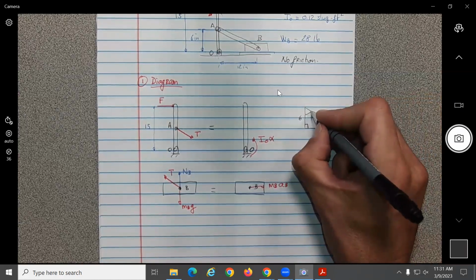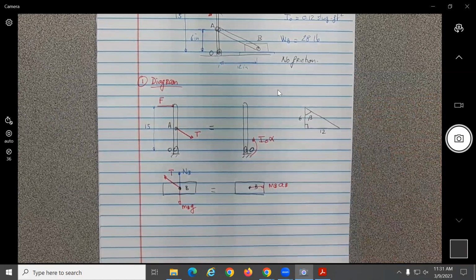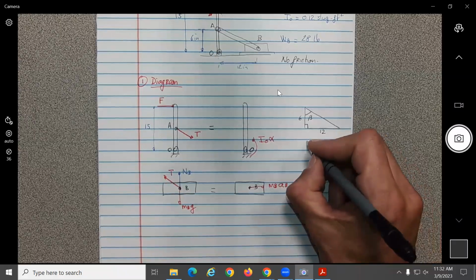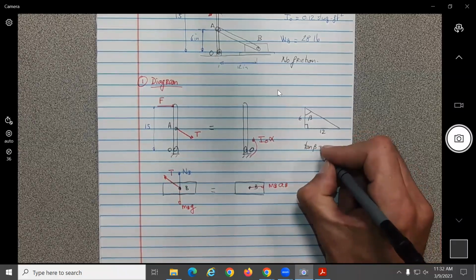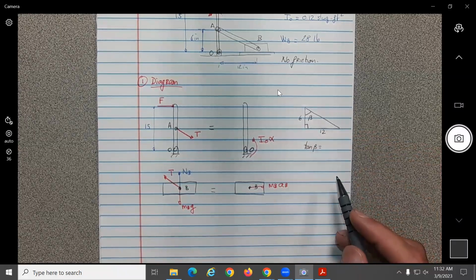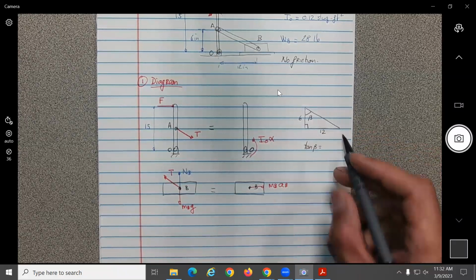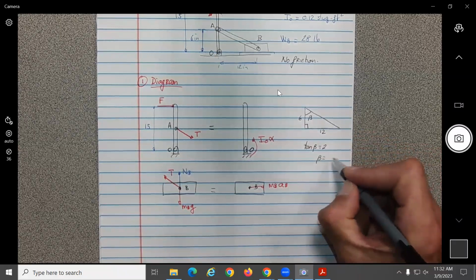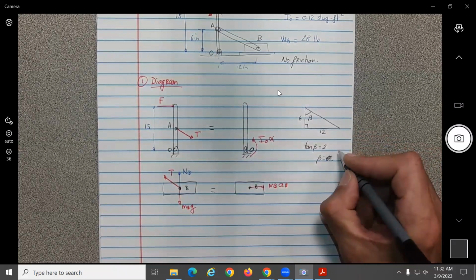Whatever angle you want, what will be this angle here? How can you find this angle? What will be tangent beta? Maybe, I don't know, it will be 12 over 2, no? Yeah, so it's 2. And this gives you what? 66.43? Oh, 63.43.